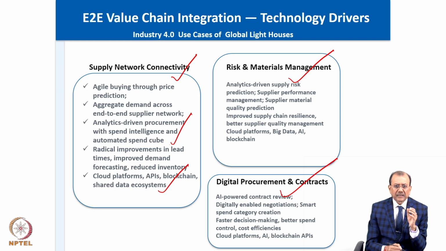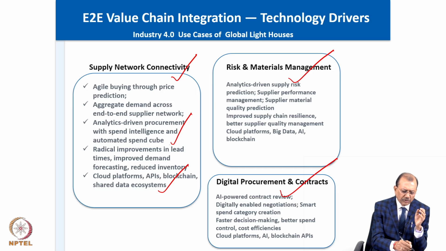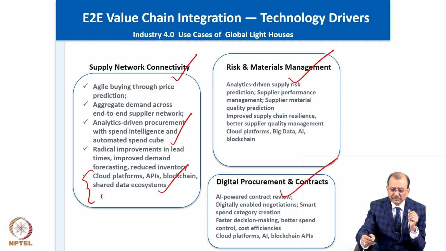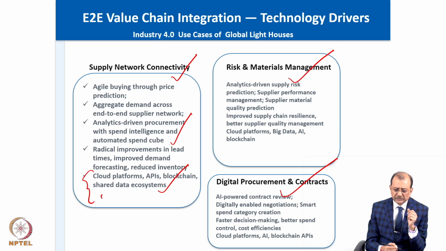Most of the companies who have deployed Industry 4.0, especially global lighthouses, have a very mature policy on the cloud platform. Whether they have their in-house cloud, or they are using clouds of companies like Microsoft, or AWS, the cloud of Amazon. So most of the companies have a very strong, very rich legacy of using a cloud platform. And also there are quite a few companies who are using it successfully for risk management, also risk and material management use cases.